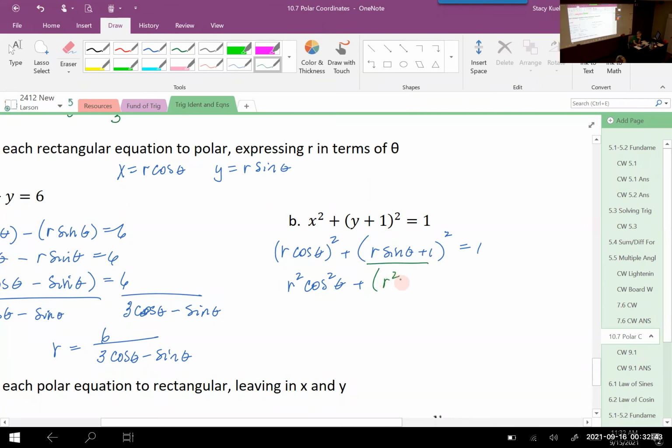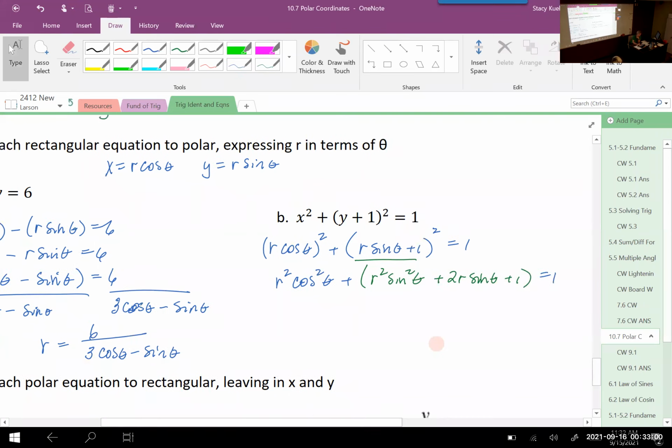So I've got r squared sine squared theta. I'm going to square the first. I'm going to double the product, so I get 2r sine theta. And I'm going to square the last. And all of that's still equal to 1.